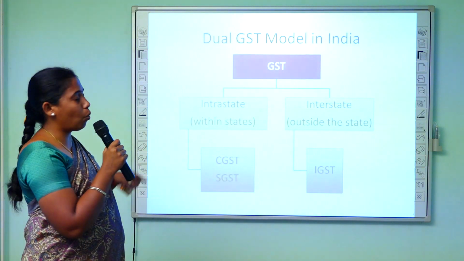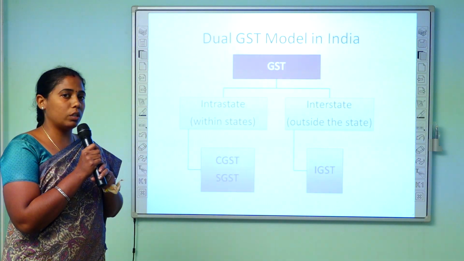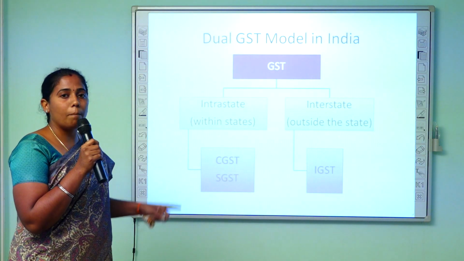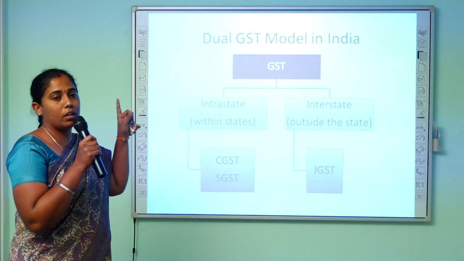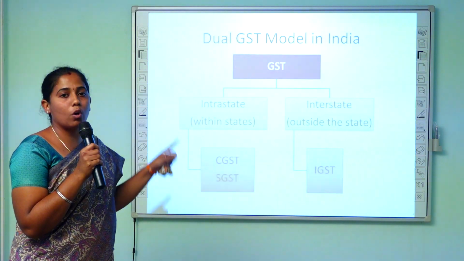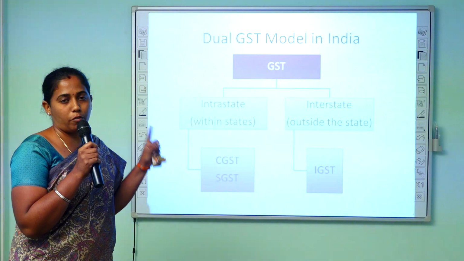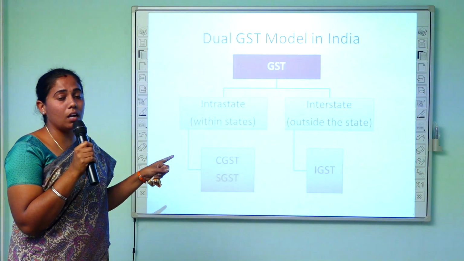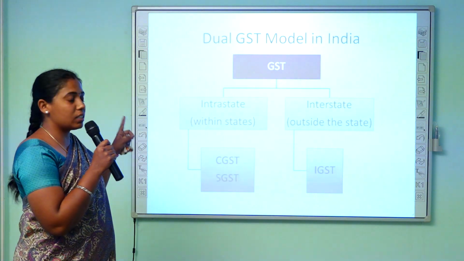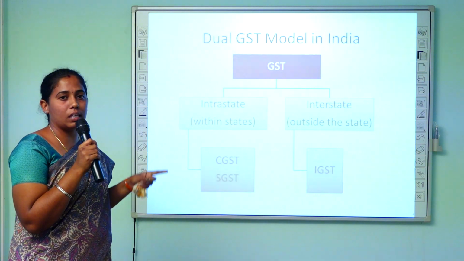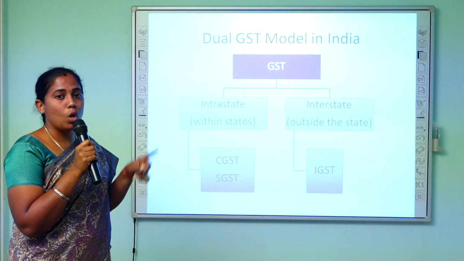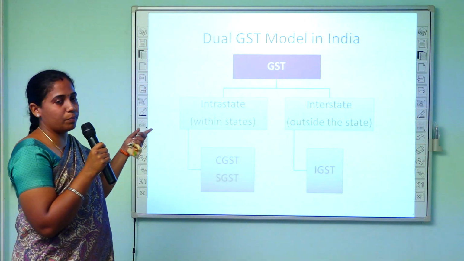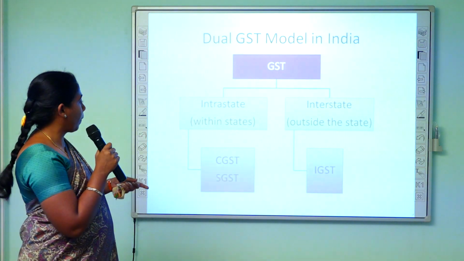So in GST, what happens? Normally all over the world, more than 160 countries are adopting GST, but in India we follow a dual GST model because we are a federal system of government where the power is equally shared between the state and the central. Here the central government has some powers and the state government has some powers. So what is under the purview of the central government and what is under the purview of the state government is being discussed in this particular slide.